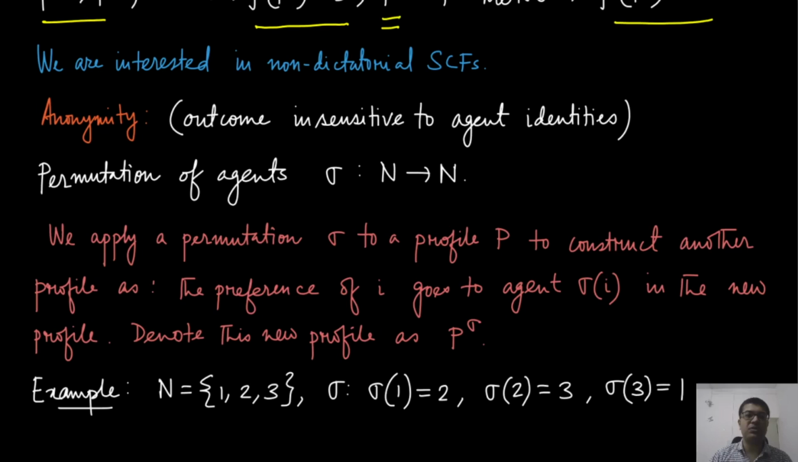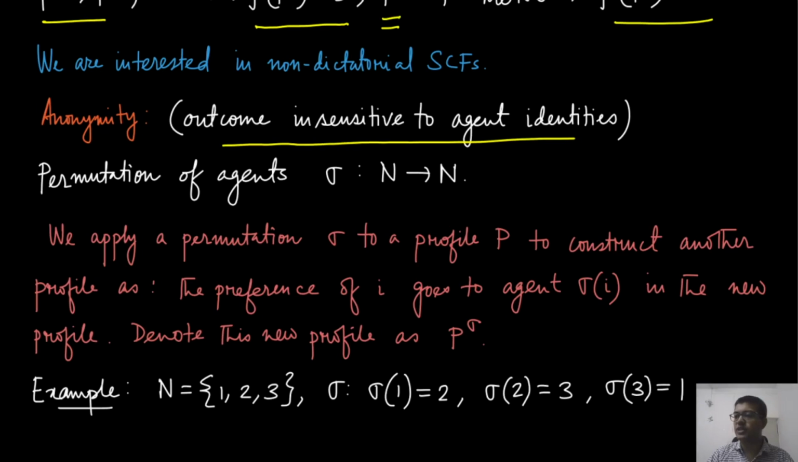So one such property is called anonymity. In simple words, you can say that the outcome is actually insensitive to agent identities. So no matter whether player 1 or player 2 had this preference, if collectively the people have the same preference profile, then the outcome should not change. So let us state this property, anonymity, a little more formally.